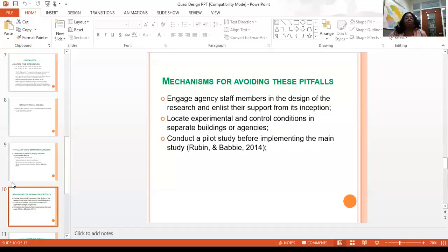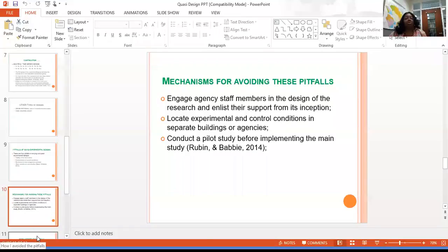Here are some ways to avoid these pitfalls. You engage the agency staff members in the design of the research and enlist their support from its inception, from the beginning to the end. You locate experimental and control conditions in separate buildings or agencies. You conduct a pilot study. That would be a good way to make sure that you avoid these pitfalls.